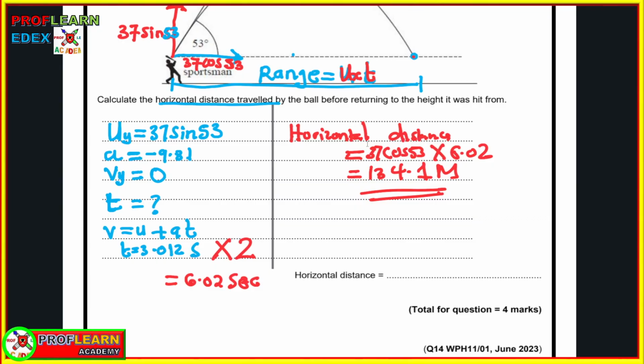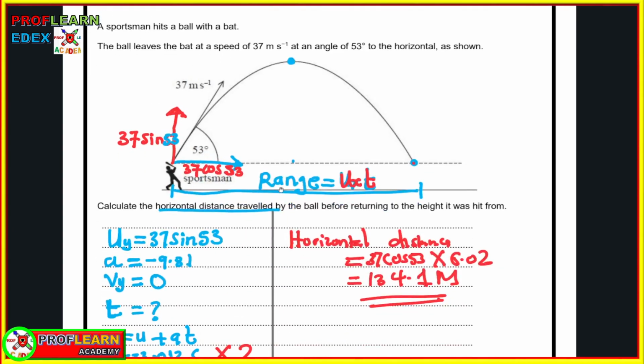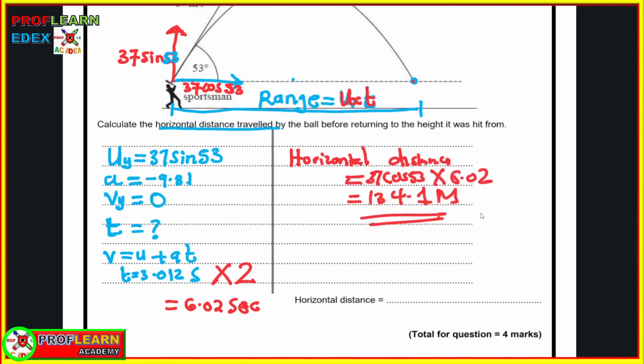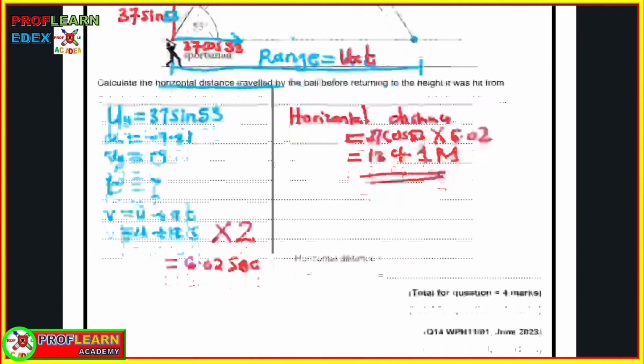And the horizontal distance in this case, we are going to use the horizontal component, which is 7 cos 53 times 6.02. Because we had gotten the time to reach maximum height, in this case 3.012, we are going to multiply by 2, because the time to reach maximum height is the same time it takes to come down to this position. So the total time will be 6.02. And if you work that out, you are going to get 134.1 meters.